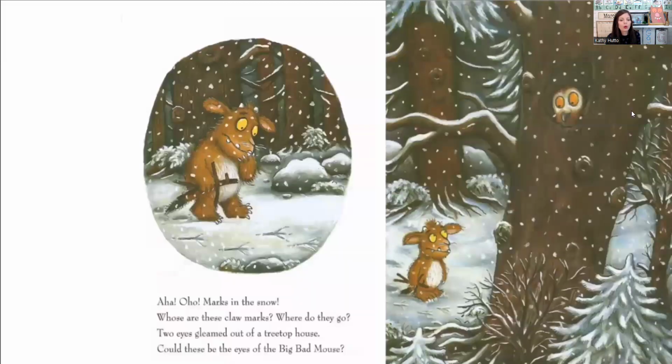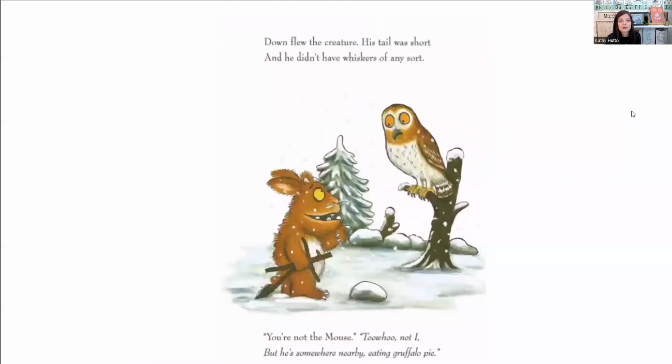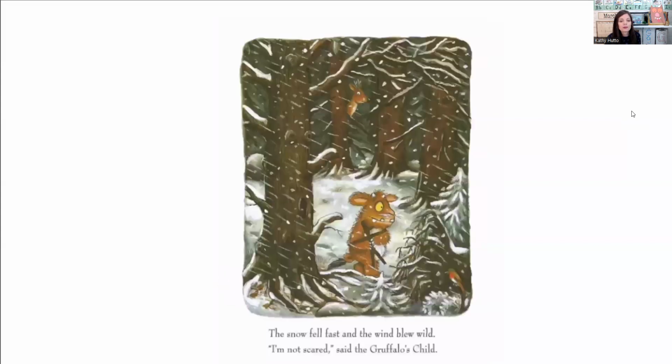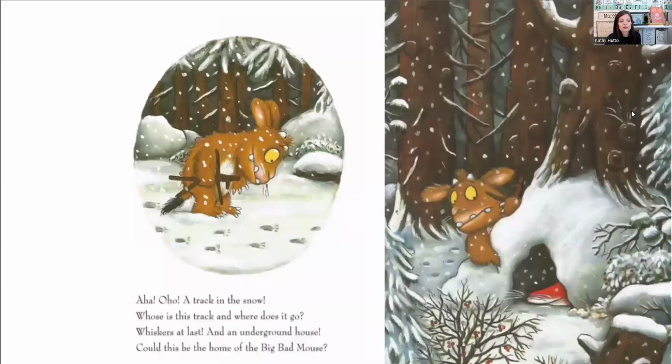Aha! Oh ho! Marks in the snow. Whose are these claw marks and where do they go? Two eyes gleamed out of a treetop house. Could these be the eyes of the big bad mouse? Down flew the creature. His tail was short, and he didn't have whiskers of any sort. You're not the mouse. Too-hoo, not I. But he's somewhere nearby, eating Gruffalo pie. The snow fell fast and the wind blew wild. I'm not scared, said the Gruffalo's child.